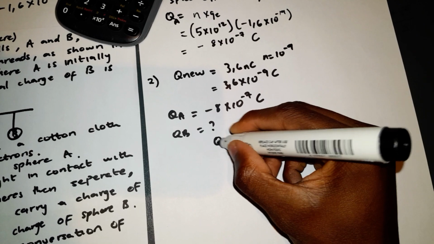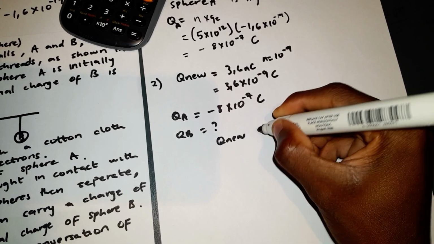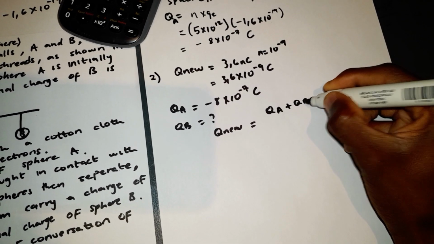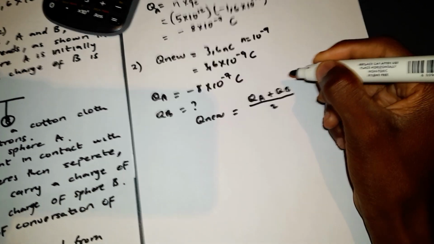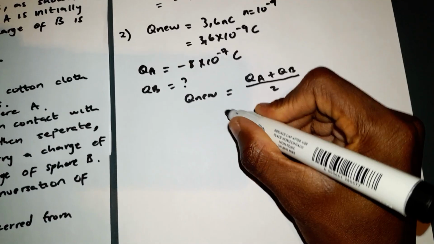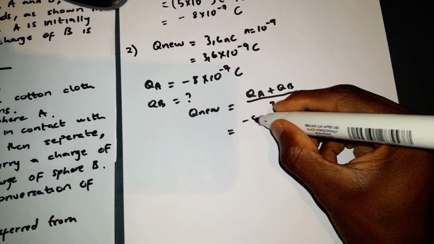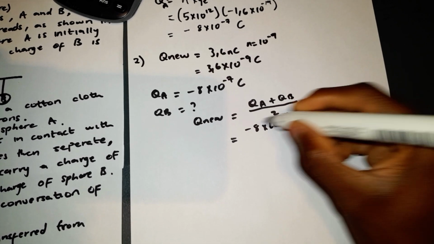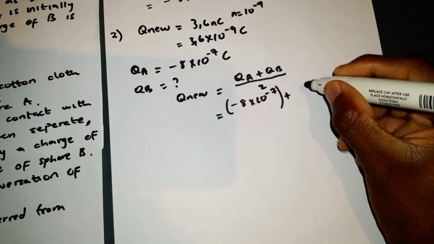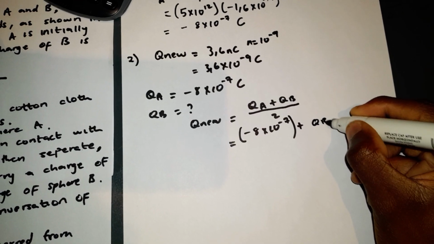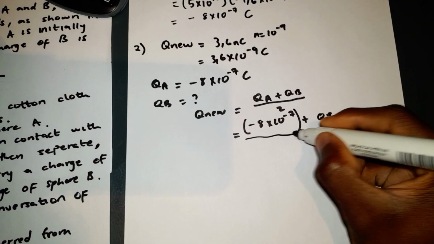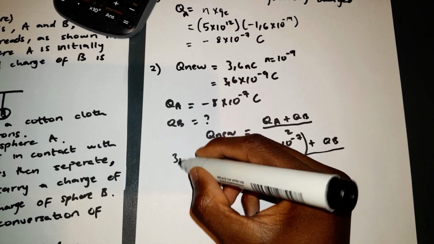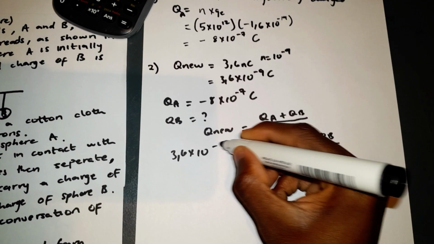So now Q new equals the charge on sphere A plus sphere B over 2, because they will evenly share the number of electrons. So it's negative 8 times 10 to the negative 7 plus, put this inside the brackets because of this negative, plus QB, all over 2, and Q new is 3.6 times 10 to the negative 9.